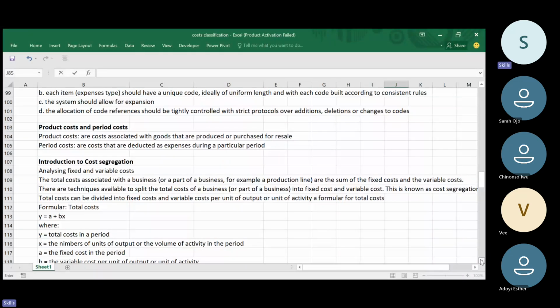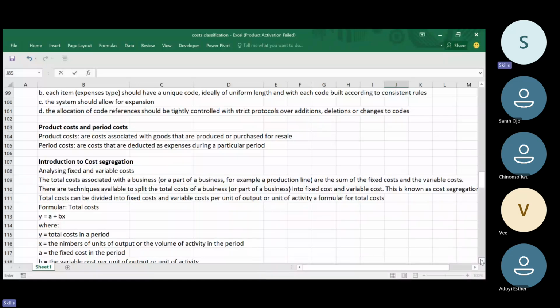There are techniques available to split the total cost of a business or part of a business into fixed and variable costs. In a situation where you have only total cost, and from this total cost you want to determine which part is fixed and which part is variable, there are techniques that you can use to do that. That is what we refer to as cost segregation.